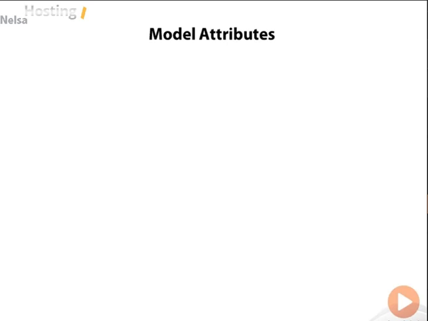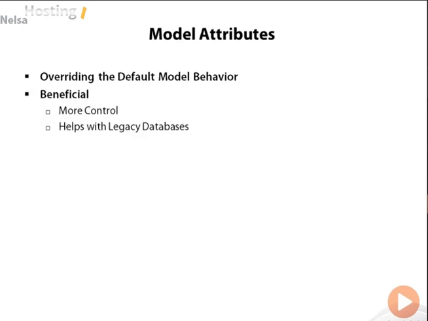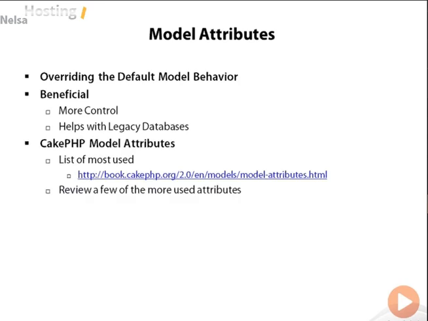Each CakePHP model has access to a default set of attributes. These attributes are based on the naming conventions that we covered earlier in this course. Since the developers over at CakePHP are realistic, they acknowledge that not everyone will be able to create their database from the ground up. This means that all the model attributes that are set by default can be overridden. This benefits us as a developer because it gives us more control and helps us with legacy databases and databases we've inherited. CakePHP has a list of the most used model attributes. I have reduced this list even further to those model attributes that I feel are the most commonly used.